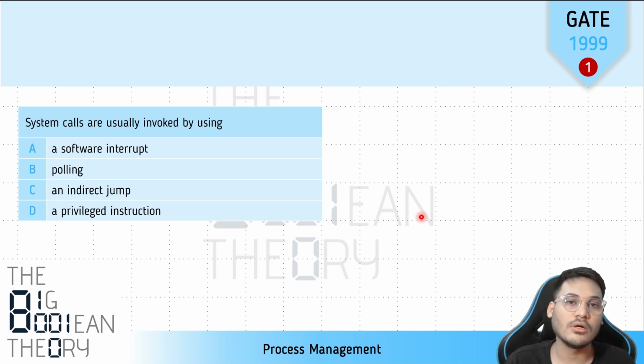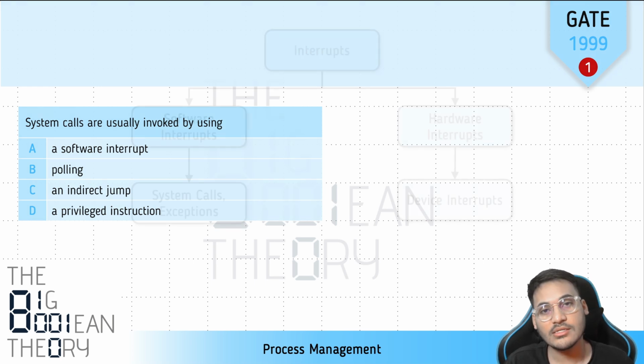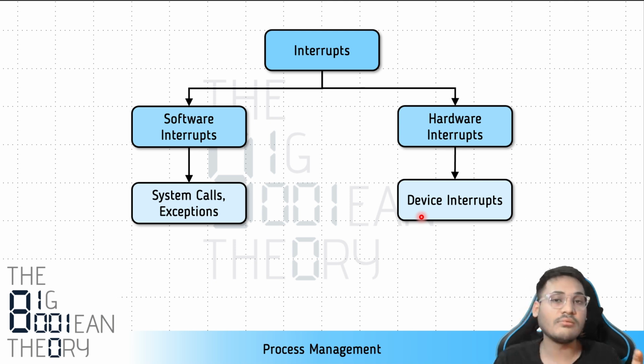So let us recall what is a software interrupt. Before that, let's recall what is an interrupt, right? So an interrupt is basically a signal that can arise from a software or a hardware, right? And this signal is basically for the CPU. That is, the interrupt is used to notify or alert the CPU that there is a situation or an event that needs immediate attention from the operating system.